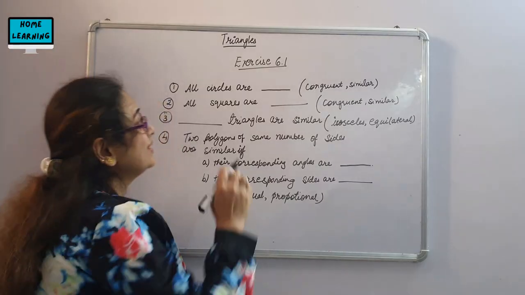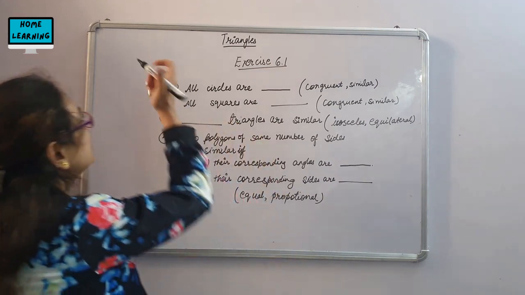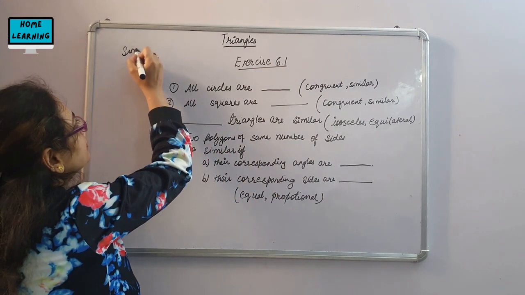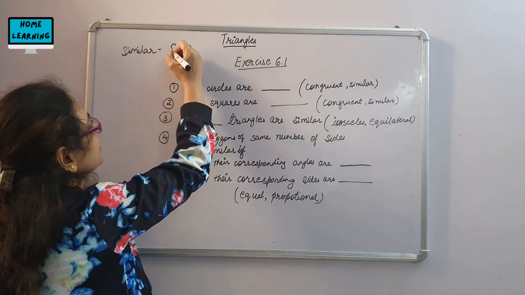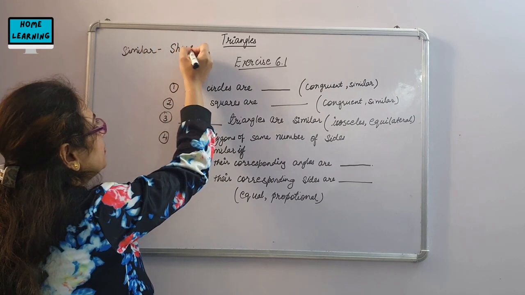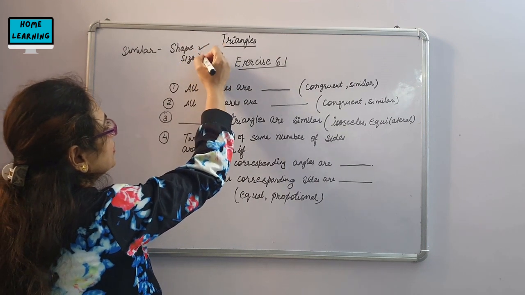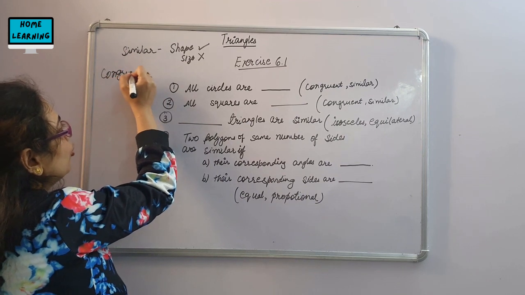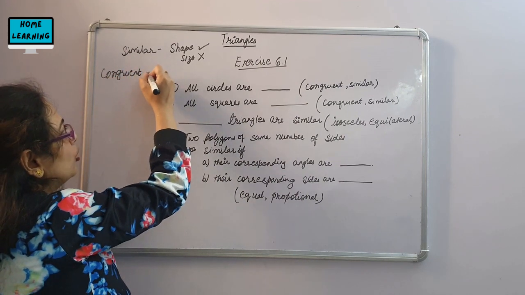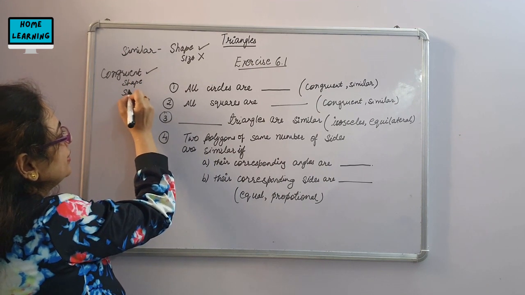Now we will do exercise 6.1 on the basis of what I have told you just now. Just keep in mind that similar shape is one which has the same shape, not necessarily the size. And congruent is one which can overlie. This means both have to be the same shape and size.